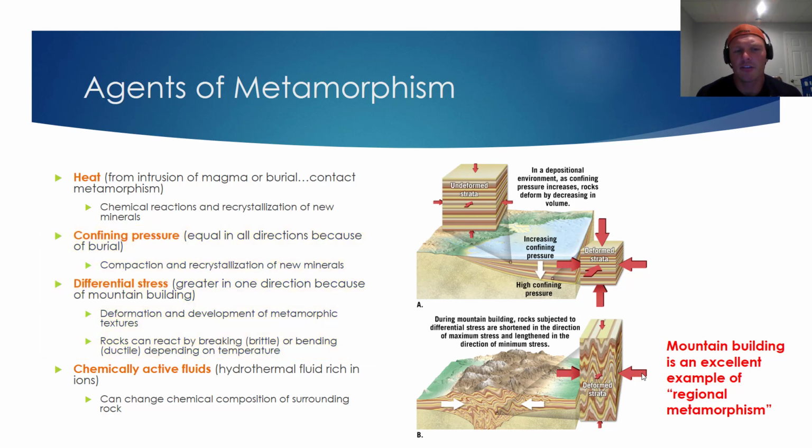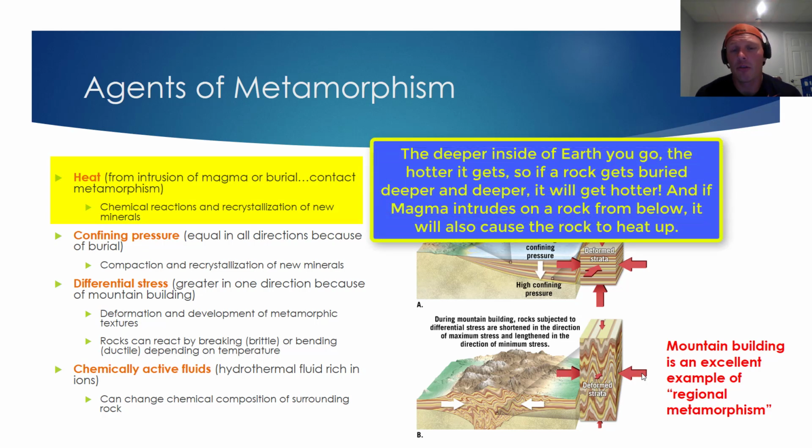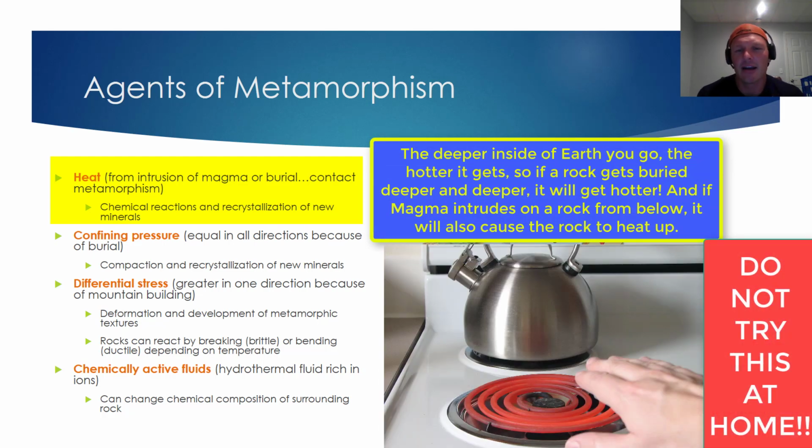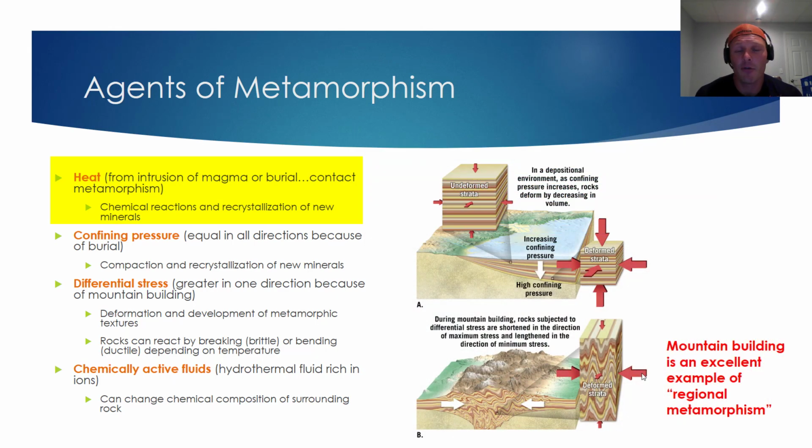The first agent we're going to consider is heat, which is a form of energy, and the heat energy originates from either the intrusion of magma or the burial of rock. This is considered contact metamorphism because if you imagine a hot stove and then putting your hand on it, you know that heat energy is going to be transferred from the hot stove to your hand and you're going to get burnt. Well, the same thing happens to the parent rock that gets subjected to heat. Instead of it getting a blister from the heat, it will undergo metamorphism and form a metamorphic rock.